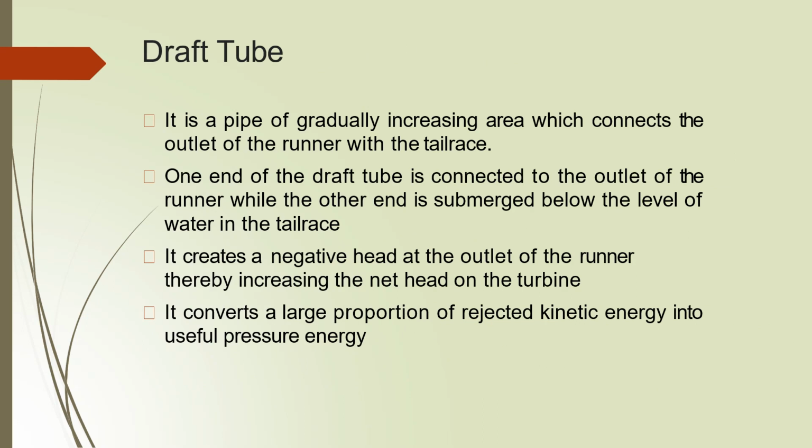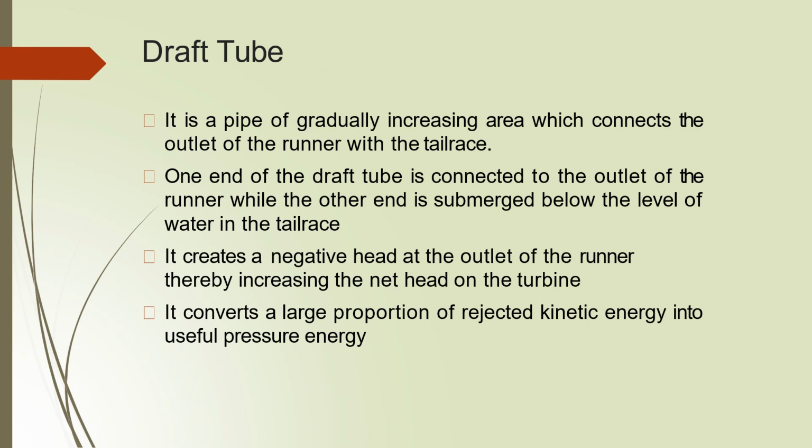Now the important part which is required both in Francis turbine as well as a Kaplan turbine is a draft tube. So draft tube is a pipe of gradually increasing area which connects the outlet of the runner with the tail race. One end of the draft tube is connected to the outlet of the runner while the other end is submerged below the level of the water in the tail race.